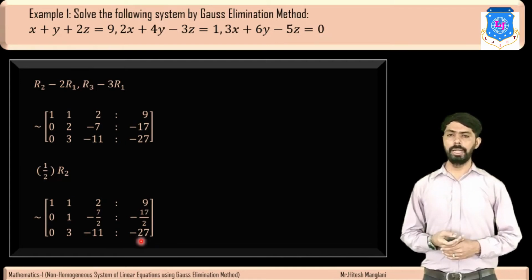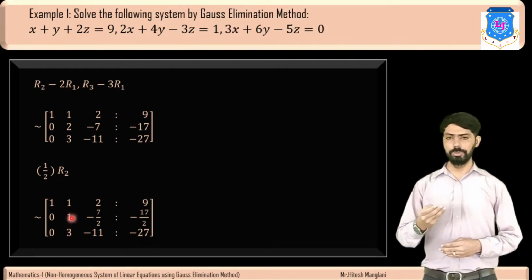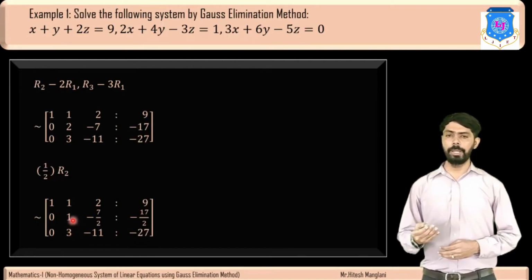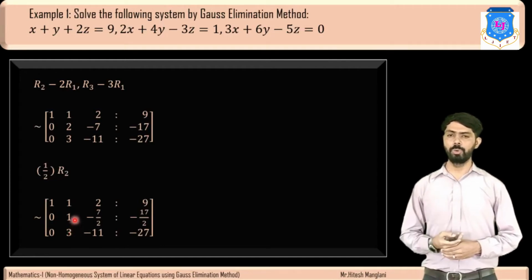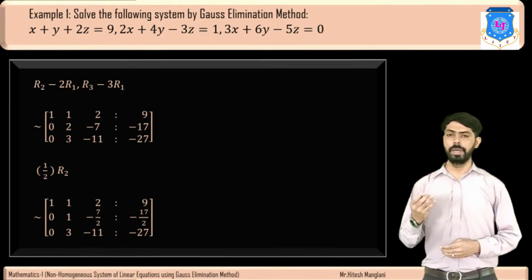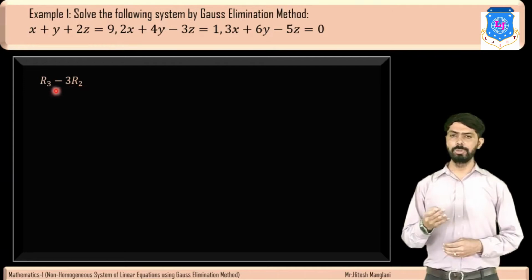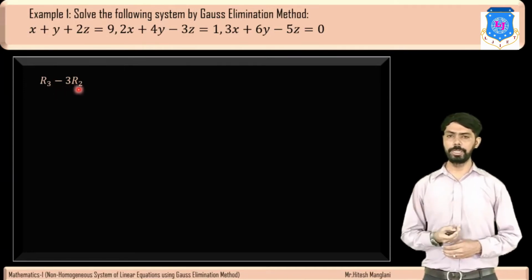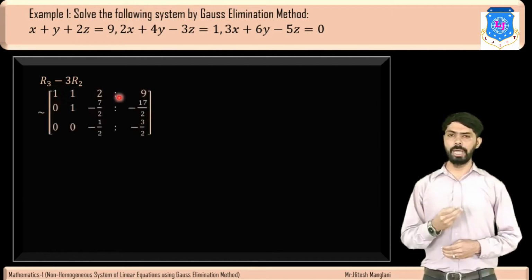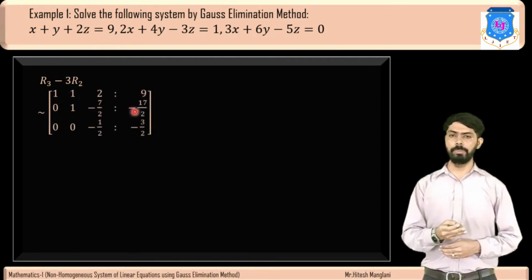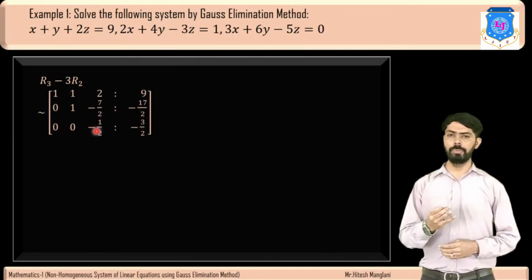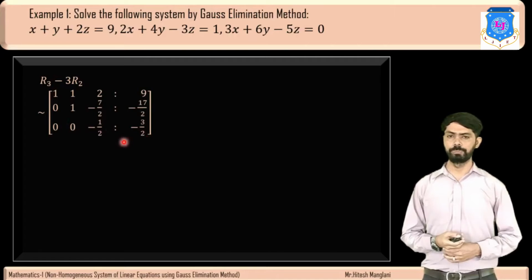Now here all the entries below the leading 1 should be 0. Therefore we will have to convert this 3 into 0. So for that we will multiply the second row by 3, then we will subtract it from the third row. So we will use the row operation R3 minus 3R2. If we apply this row operation, then the next matrix will be [1 1 2 9], [0 1 minus 7 by 2, minus 17 by 2], then [0 0 minus 1 by 2, minus 3 by 2].